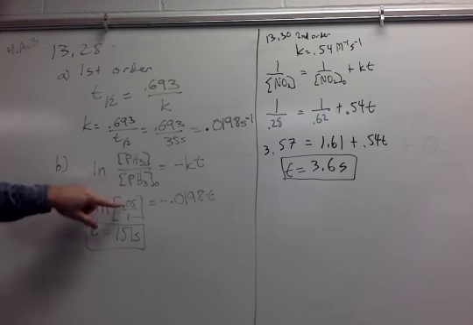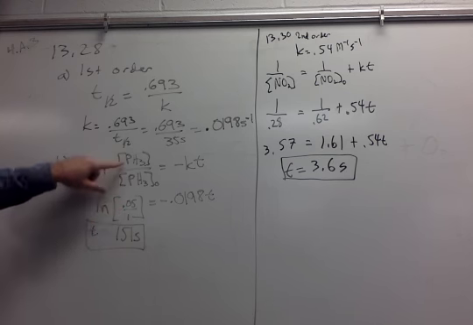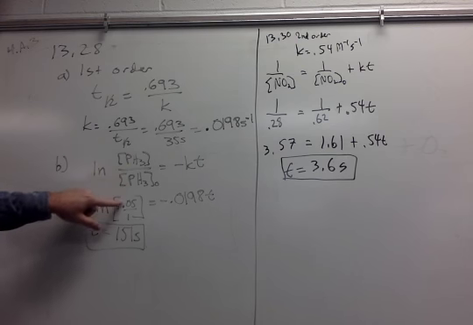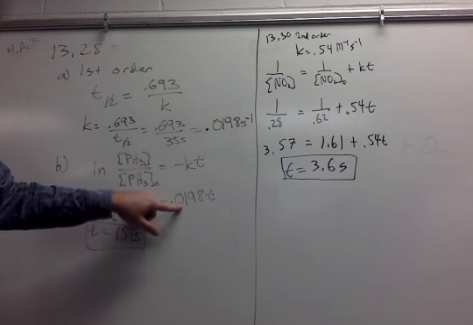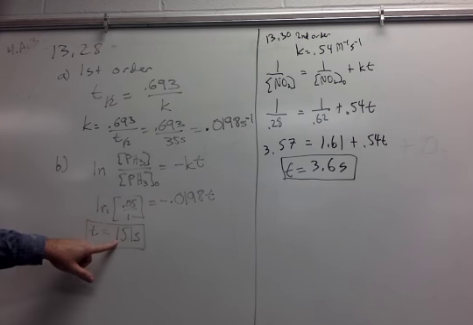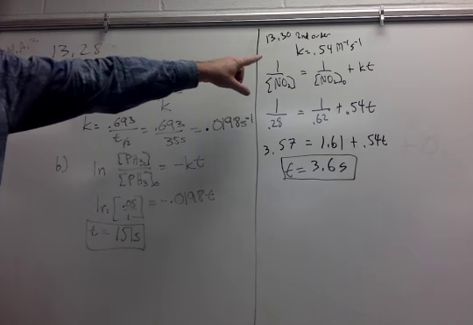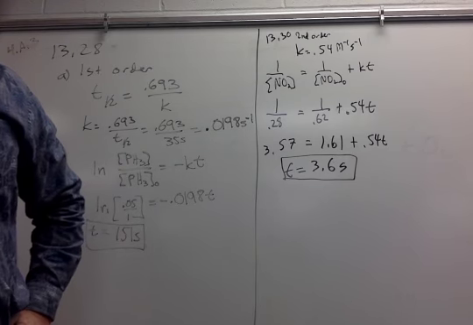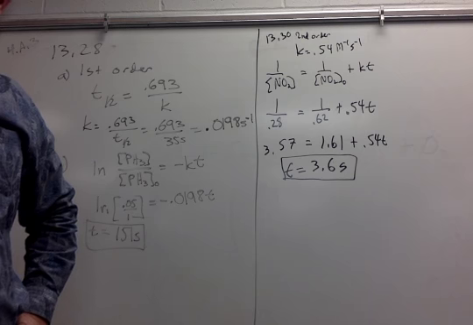decomposed, then 5% is left. So the ratio of PH3 left to PH3 original should be 0.05 to 1. So that means I just take the natural log of 0.05 and divide by negative 0.0198, and I get a time of 151 seconds.